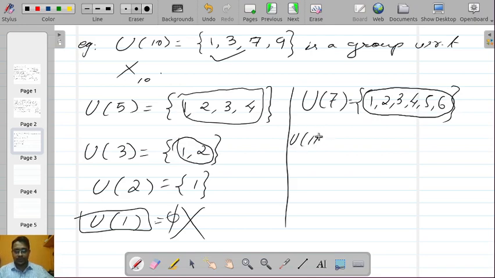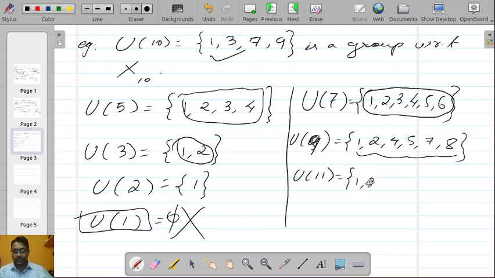U8 we have already seen. U9, what is U9? 1 is always there. So 1 is there in each Un, right? So 1, 2 is there, 4 is there, 5 is there, 7 is there, 8 is also there. So 1, 2, 4, 5, 7, 8. The numbers are not consecutive. U11 on the other hand is 1, 2, 3, 4, 5, 6, 7, 8, 9, 10. What is interesting is you get all the numbers from 1 up to n minus 1.